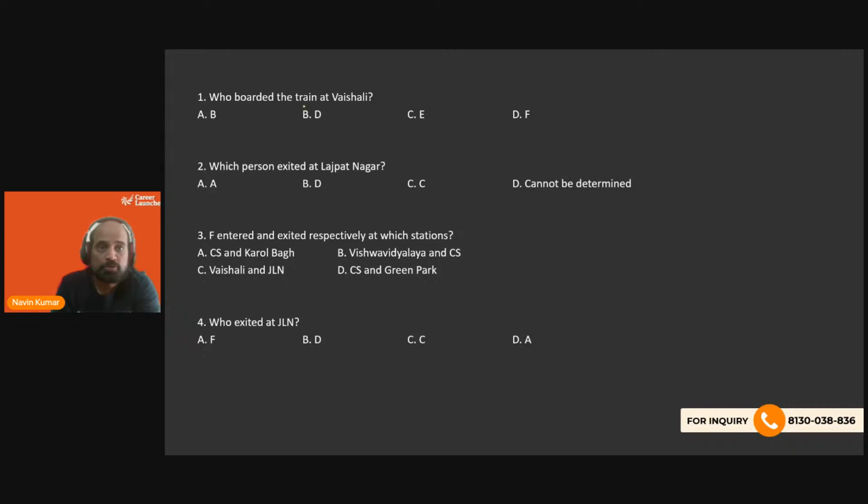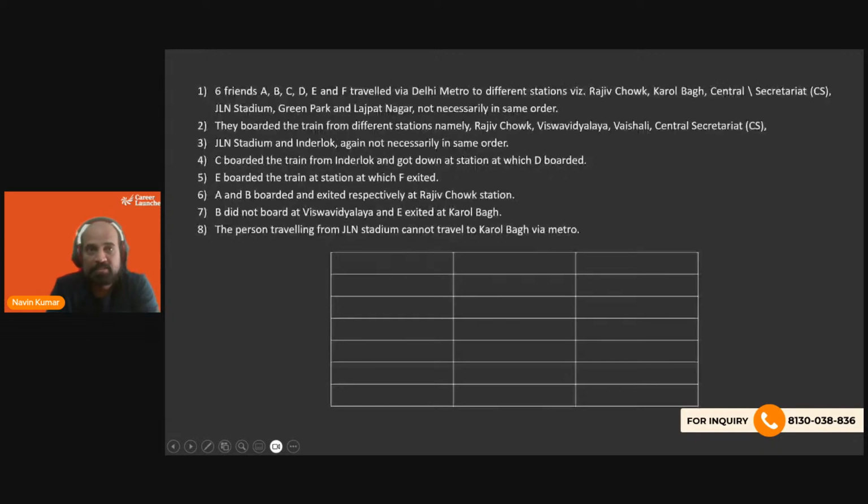So the first question says, who boarded the train in Vaishali? We have definite options. Which person exited Lajpat Nagar? We have an option which says cannot be determined, so we have to be careful about that. F's boarding and exiting stations, definite ones. And who exited at JLN? This is also definite. So I'll give you 3 to 4 minutes to solve this. Go ahead, give it a try.